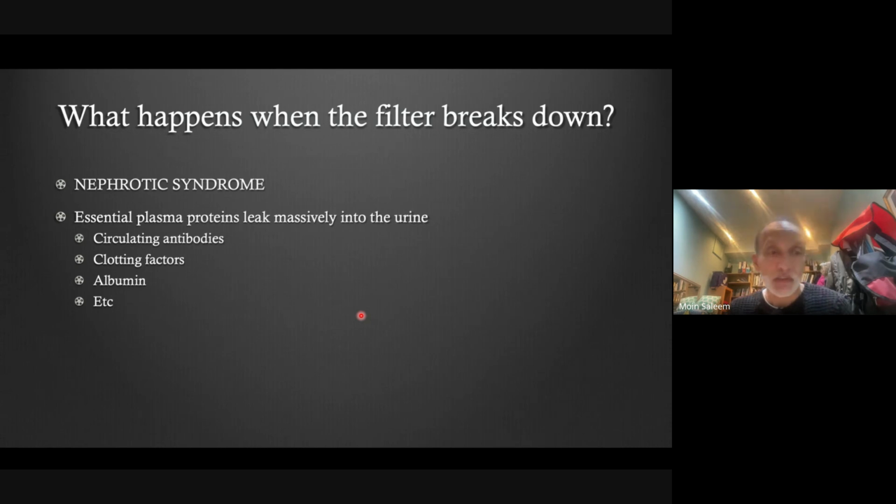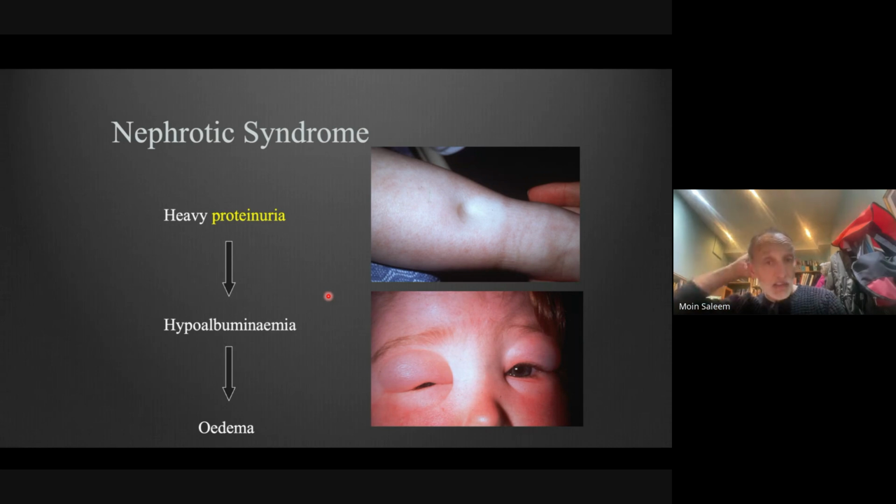And what happens when that filter breaks down? Well, you get what's called nephrotic syndrome, which hopefully most of you have heard of. And here, what happens is essential plasma proteins leak massively into the urine, and that clearly causes large amounts of problems clinically. You can lose your antibodies, you can lose clotting factors, you lose albumin, which is the predominant circulating protein, and so on. And the classic clinical triad of nephrotic syndrome is heavy proteinuria, hypoalbuminemia, low levels of measurable albumin, and then edema because of the osmotic changes between the blood and the tissue space.